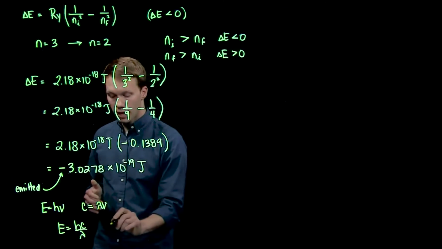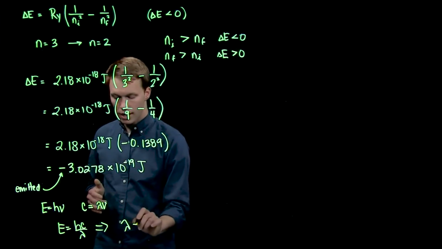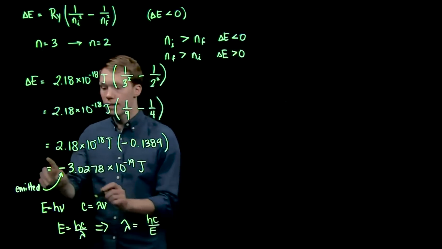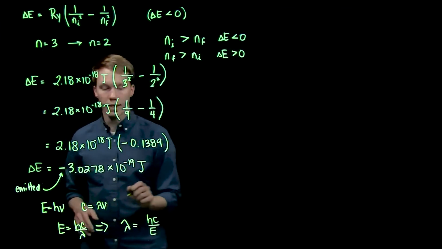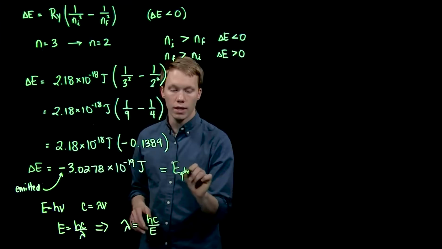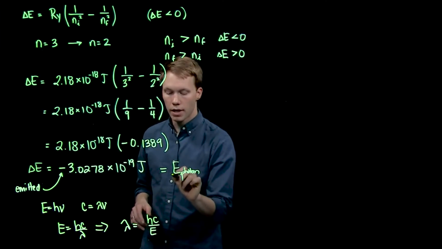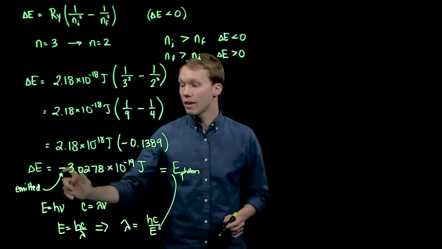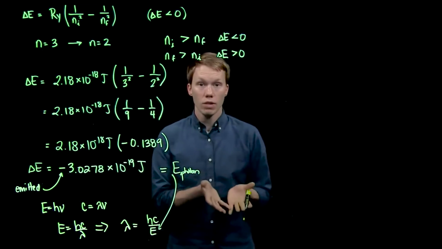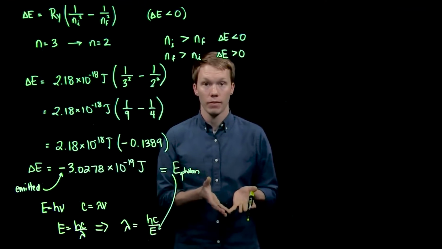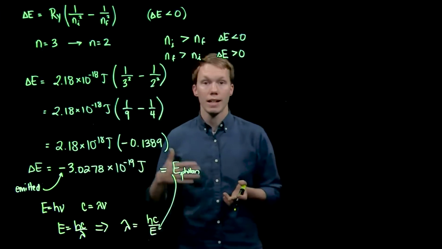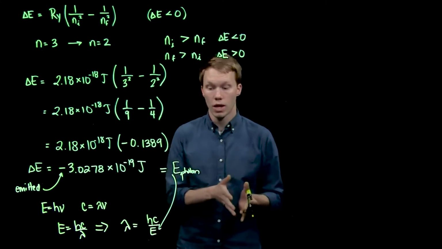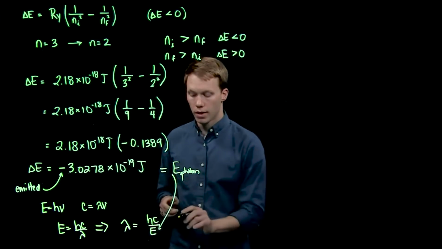So I can rearrange this and get lambda is equal to hc over E. And remember that this delta E that we calculated here is going to be equal to the energy of the photon emitted. So we can just take this number and plug it in to my formula here. With one exception, we can't carry through this negative sign because that photon can't have a negative energy, right? This sign simply tells me that it's emitted from the hydrogen atom. We want to know just the energy of that photon, and it's going to be the absolute number here.